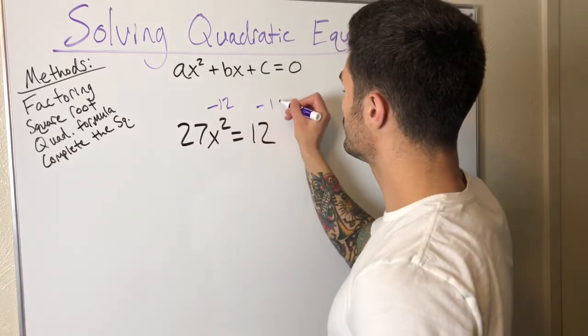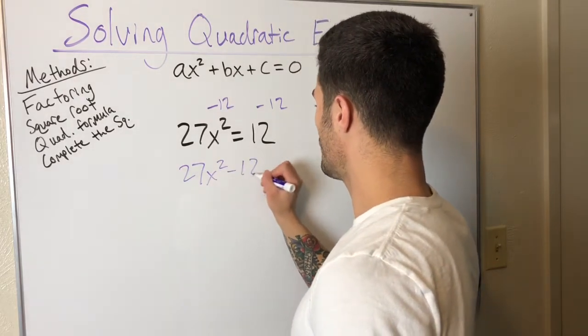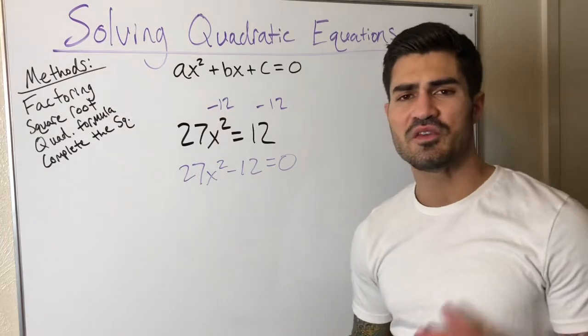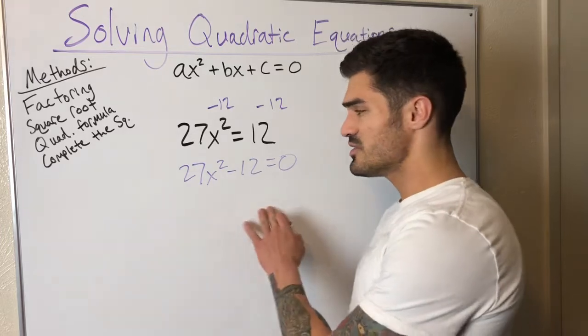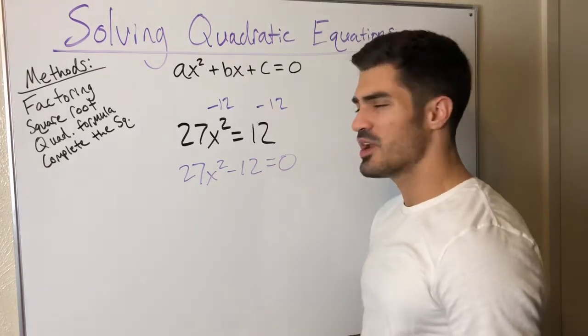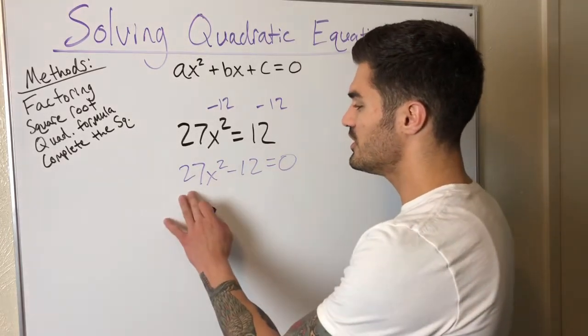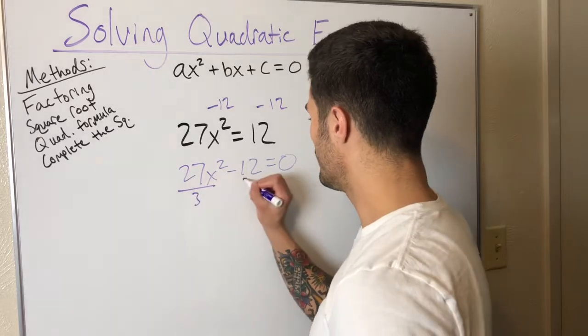Minus 12, minus 12, I'm left with 27x squared minus 12 equals 0. Now I'm going to see if I can pull out a common factor, in this case divide both sides by something, because as of now, this isn't a difference of squares, I can't do anything with it, but I think if I pull out a common factor, I will be able to. What can I take out of both these? Let's see, 3, right? What if I divide everything by 3?